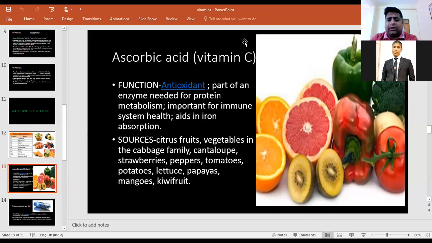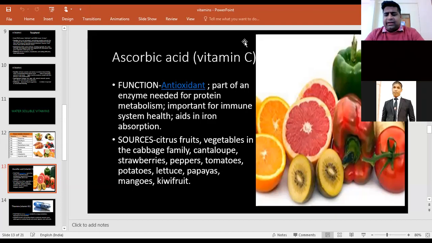So what are the two main functions of vitamin C? First one, it is an antioxidant. And second, it helps in the absorption of the iron in the body. All right. And third is it helps in increasing the immunity.